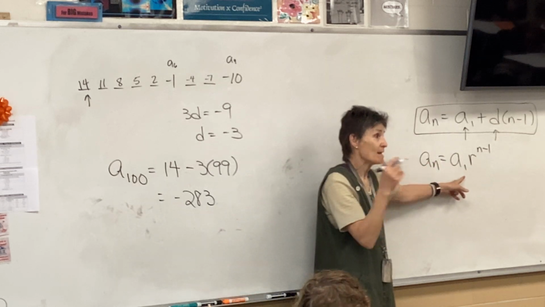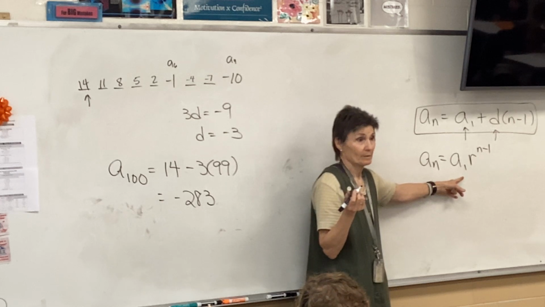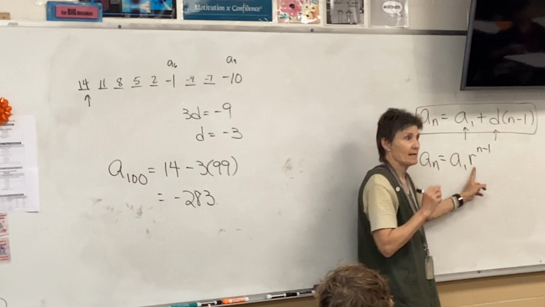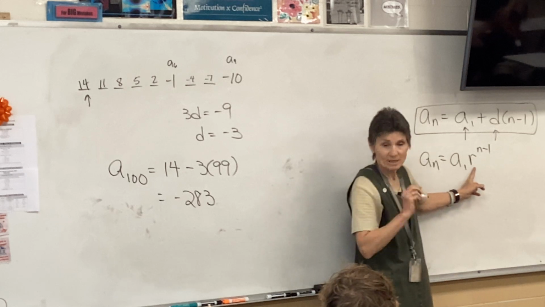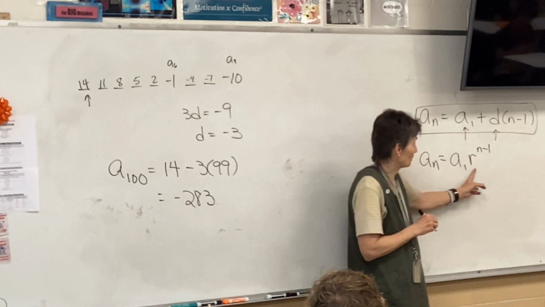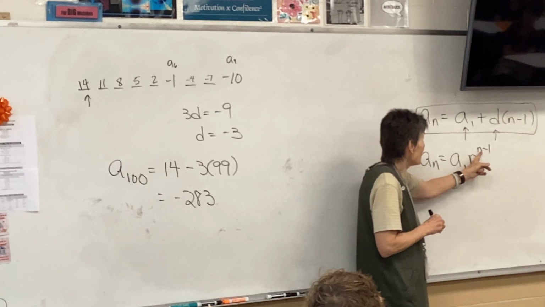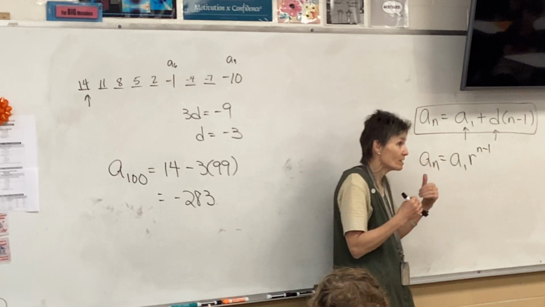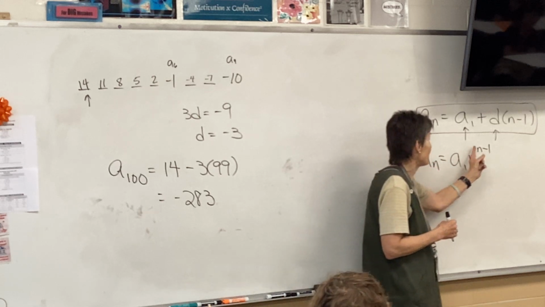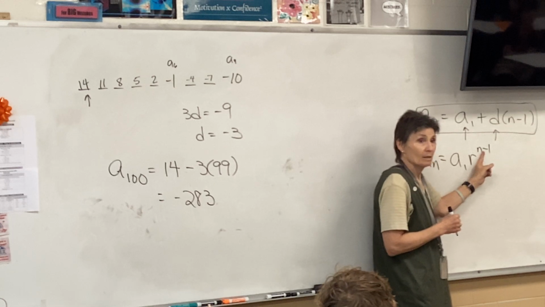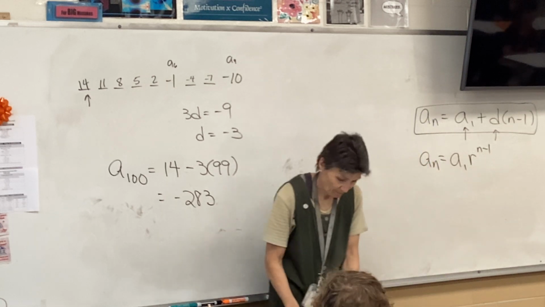A1 stands for the same thing it stood for before. First term. What do you think the R stands for? The common ratio, which every geometric sequence has one, so you're going to put in your R. And that N is the same as these N. So if you were finding A sub 100, N would be 100, and now the exponent would be 99. Okay, so let's see how this works.